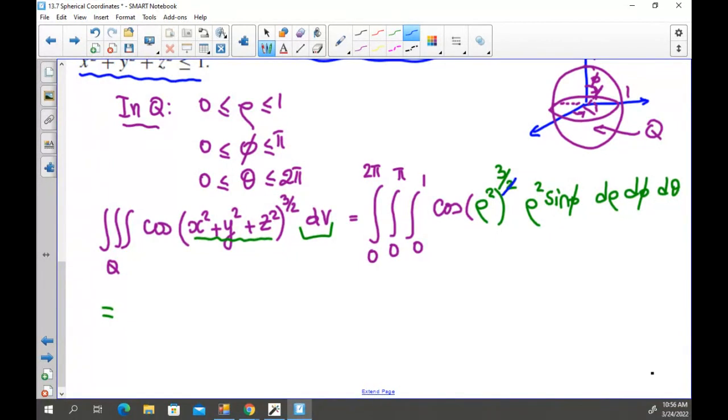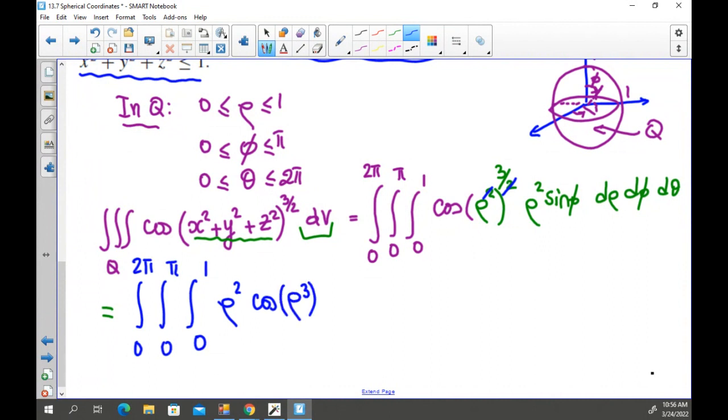Okay, so this rho squared here and here, we can cancel. So let's just check this. We have to be a little bit careful here. 0 to 1, 0 to pi, 0 to 2 pi. We have rho squared cosine of rho to the power of 3. Be careful, this is cosine of this, yes? And then separately, we have the rest. We have the sine phi, and then the d rho, d phi, d theta.